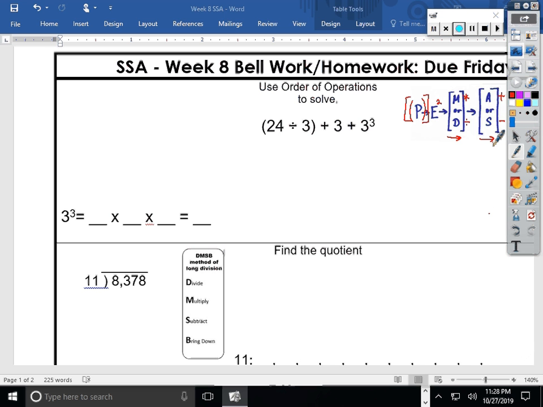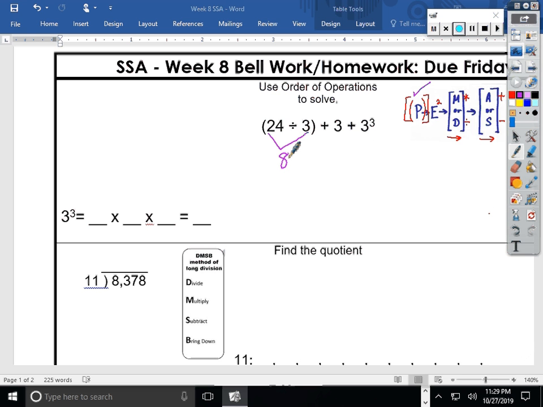All right, using this as our key, we're going to look over here and decide, do we have any parentheses to start? And in fact, I do see these parentheses around 24 divided by 3, so that's the first thing I need to check off. So I'm going to take care of 24 divided by 3. If you count by threes, 3, 6, 9, 12, 15, 18, 21, 24. 3 goes into 24 8 times. So we're going to get 8 from that division inside the parentheses.